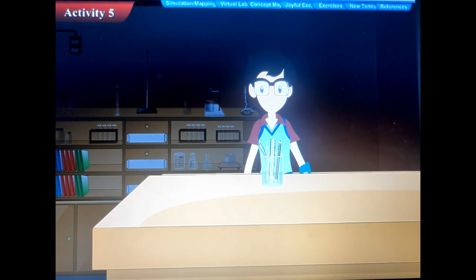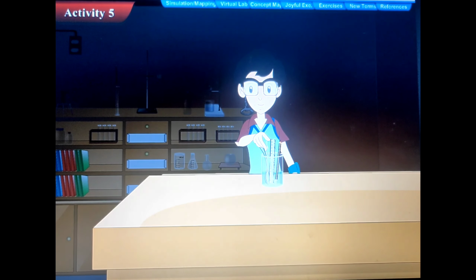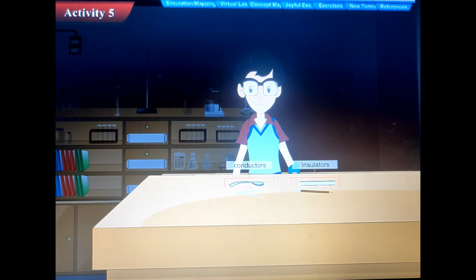Observation. We observe that the steel spoon and divider get hot. Both are made up of metals. They allow heat to pass through them. They are called conductors. The plastic scale and pencil do not get hot. The plastic scale is made of plastic, whereas the pencil is made of wood. Both plastic and wood do not allow heat to pass through them. They are called insulators. Conclusion. So we conclude materials like plastic and wood are insulators, whereas metals are conductors.